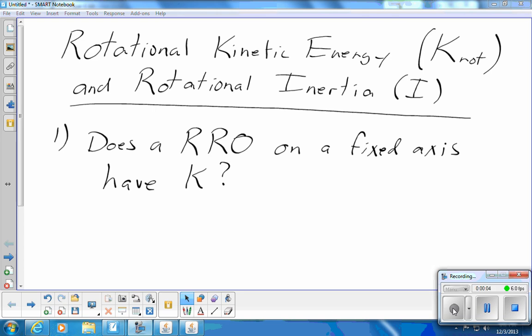Hello there. Well, today we are going to take a look at a couple of new quantities in the world of rotation. They are rotational kinetic energy, affectionately known as Krot, and rotational inertia, abbreviated with a capital I. I'd like to introduce these conceptually, at least the kinetic energy part, briefly, and that is to ask the question, does a rigid rotating object on a fixed axis have kinetic energy?